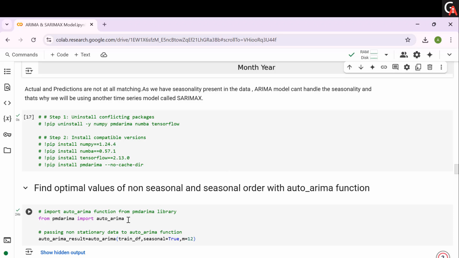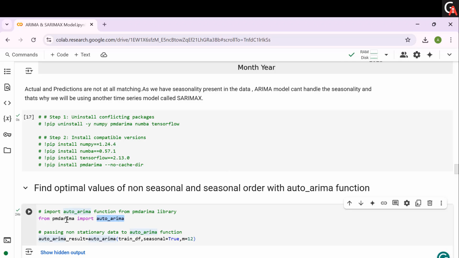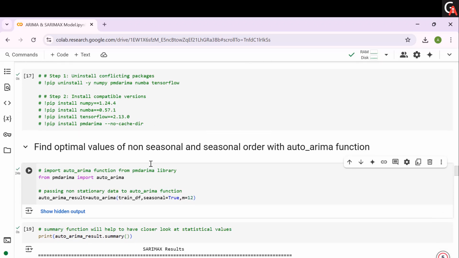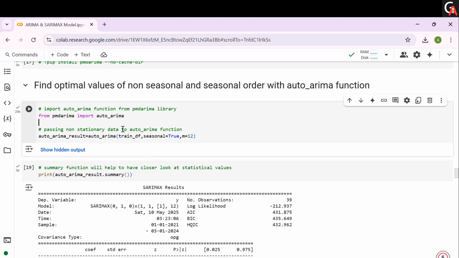But before that, when you try to import the AutoArima function from the pmdarima library, you might face some errors. For that, you have to reinstall some of the packages. This is some of the code that I have written over here. So you can use this AutoArima function from the pmdarima library, and it will help us find the values of the non-seasonal and the seasonal order.